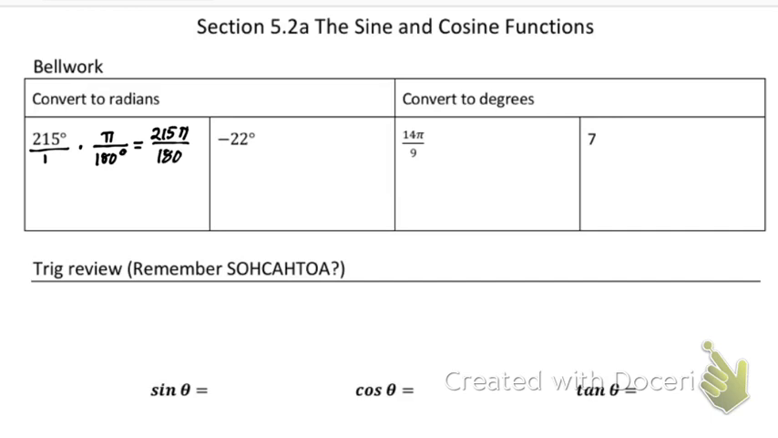That one should reduce, because I forget how many go in it. That will reduce down to 43 over 36.